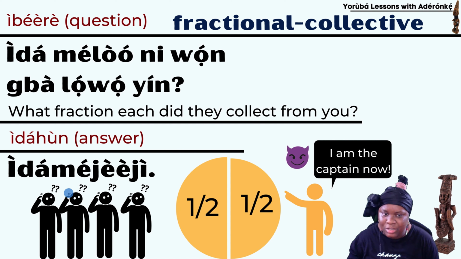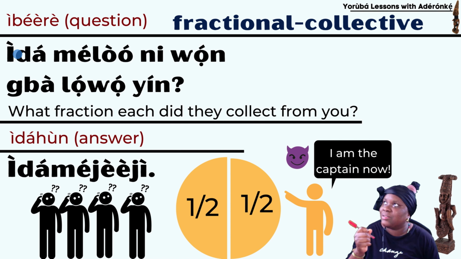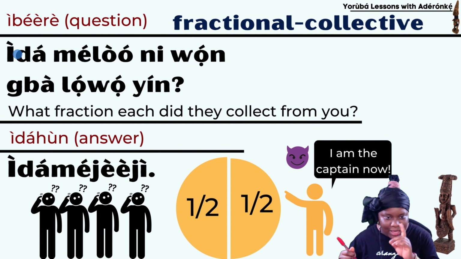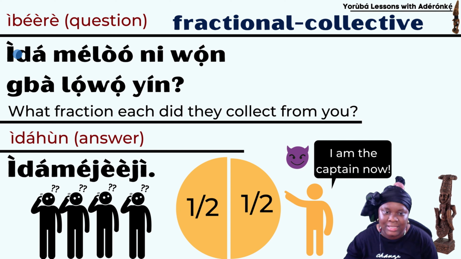Then you would say they took all 2 of those halves. Ìdá méjèèjì, all 2 halves, ni wọ́n gbà lọ́wọ́ wa, is what they collected from us. You should see my video on personal pronoun. I think I recommended it earlier. If you click on the cards, the ones that you attach to the top right corner, the eye, you find that video because I referenced it earlier. Ìdá méjèèjì.